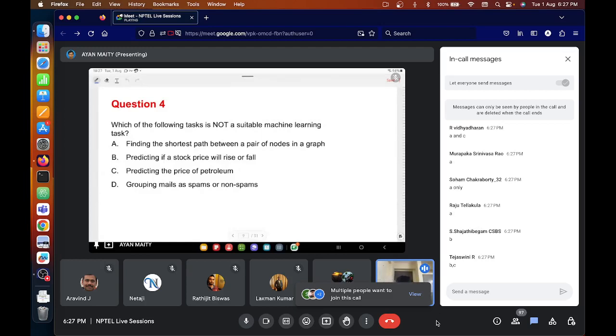So the correct answer here is option A only. A is the only correct answer here, the one that is not a suitable machine learning task. In a machine learning task, you are predicting something based on some input features. For example, in option B, predicting if a stock price will rise or fall, based on the historical data of stock price values. So this is a well-known machine learning problem.